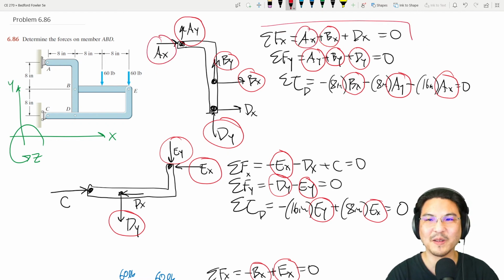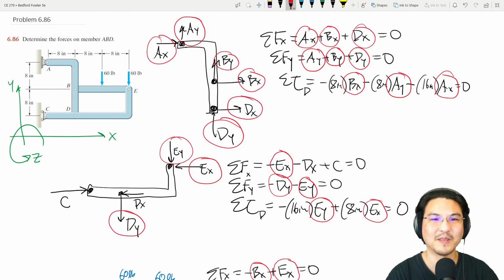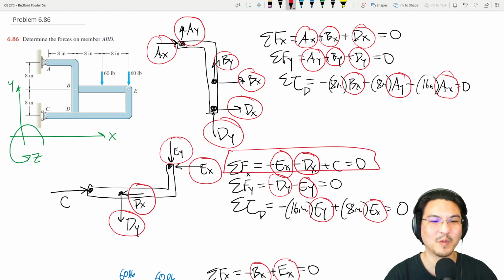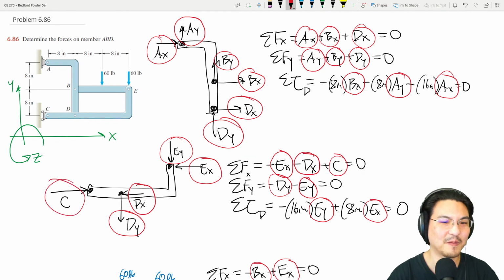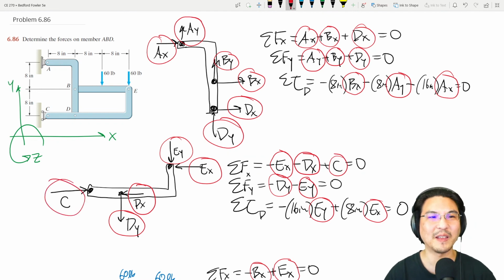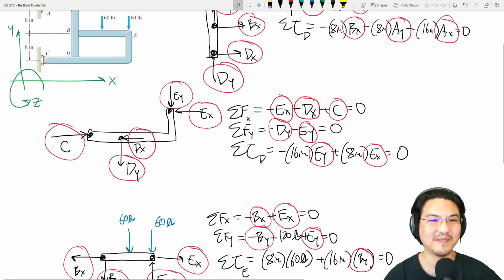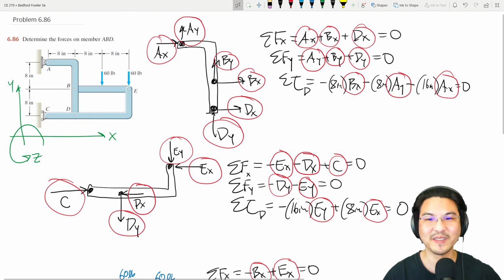Take that value, plug it in right here. And then the only unknown is BX here. Right, so now we know everything here. And now that we know DX here, that value goes right here. Now take a look at this. There's only one unknown left, C. Okay, now we know everything everywhere. Right, we know all the reactions for every member of the entire structure.